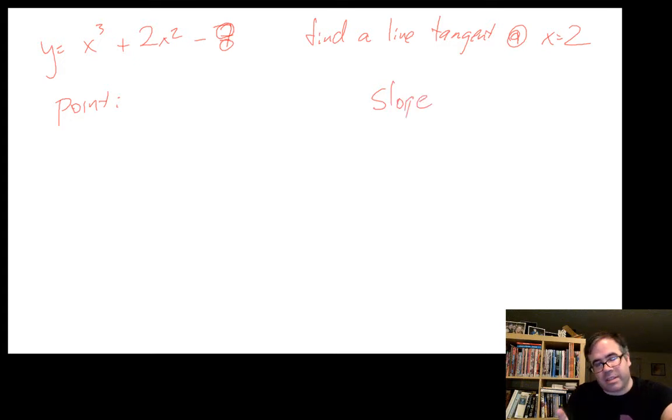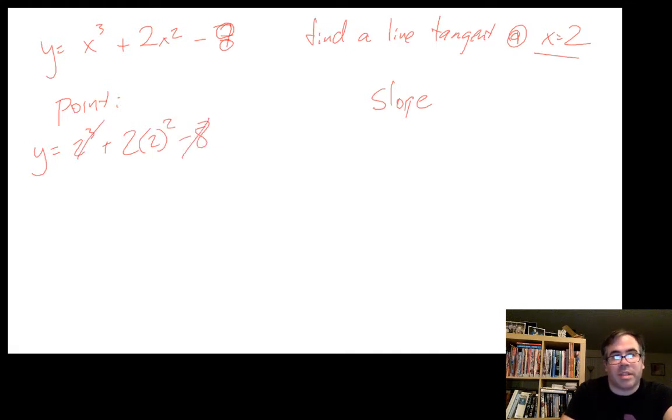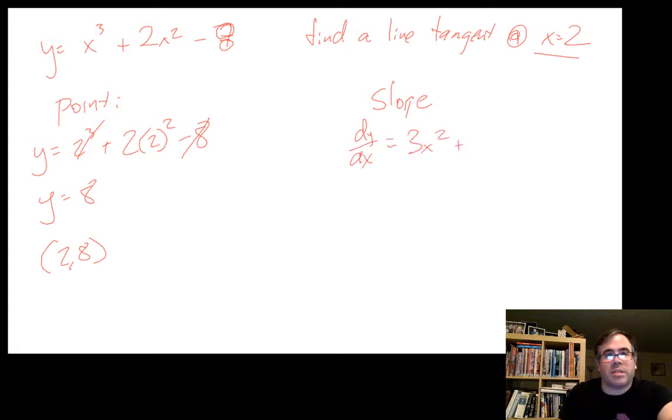If it just specifies an x, and this is the tricky part, we luckily don't have to worry too much. To find the point, we just take our x and plug it in here. y equals 2 to the third plus 2 times 2 squared minus 8. 2 to the third is 8, so those cancel out, and this becomes 8 again. So our point is going to be 2, 8. Then for slope, the slope of the tangent line is always the derivative. So we need dy/dx, which is going to be 3x squared plus 4x. We plug in 2. That becomes 12 plus 8, which is 20. So it's a big slope. Sweet. And then you're going to connect them up using the point-slope formula.